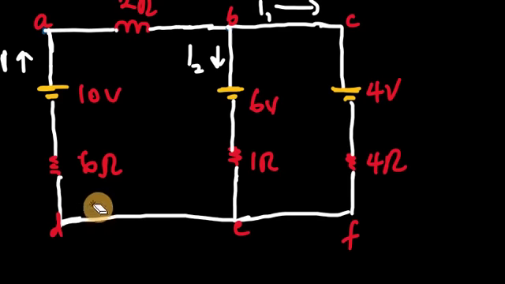Of course, you see that we have more than one source of EMF. Using Ohm's law alone cannot help us find I2. So we shall make use of Kirchhoff's current law and Kirchhoff's voltage law.